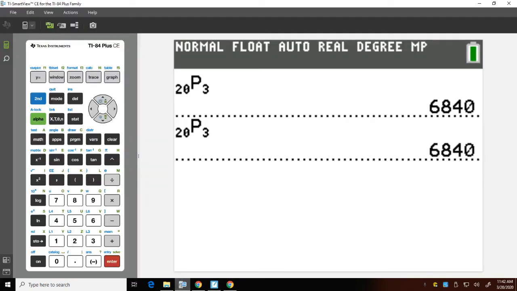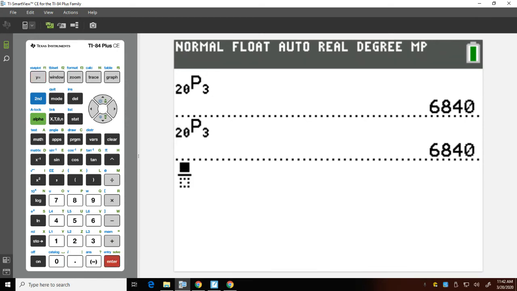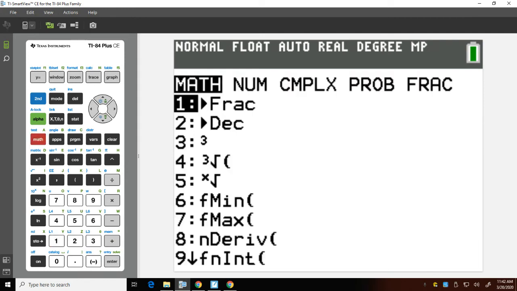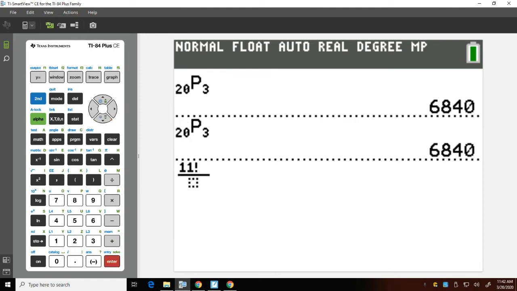So calculator, alpha, y equals, because I want a fraction. So 11, where do I go for factorial? Again, that's under math. Scroll all the way over to prob. Scroll down to the exclamation mark, hit enter. There's your top one. And then down below, all we're going to do is put in exactly what you saw over there. We have 4 factorial, 4 factorial, 2 factorial.